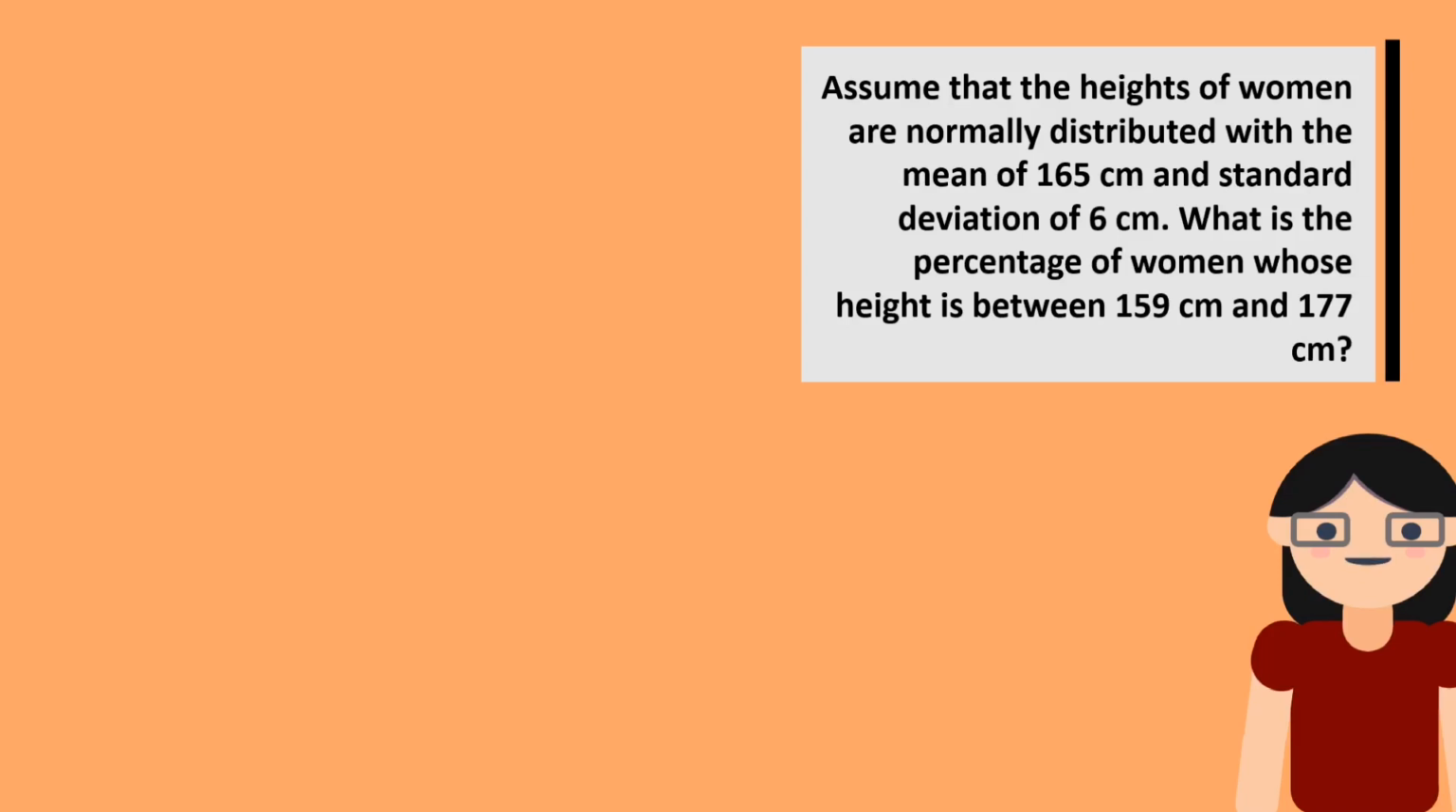Now, taking a more realistic problem. In this example, we're looking at the heights of women that is in a normal distribution. It has a mean of 165 centimeters and a standard deviation of 6 centimeters. And it looks like we want to know what is the percentage of women whose height is between 159 and 177 centimeters. I want you to pause this video and challenge yourself to answer this one.